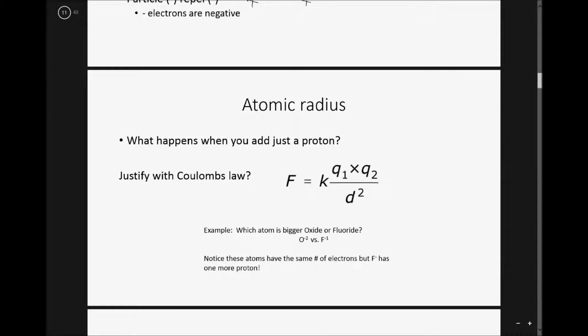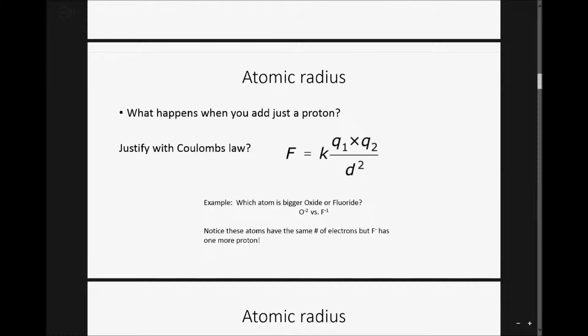Atomic radius. Okay, so what happens if you add a proton? Again, using justification here, we have protons and electrons. Adding a proton, the numerator will just cause this to increase. Increasing positive charge increases the force of attraction. Here are some examples. Which atom is bigger here? Of course, increasing the force of attraction would cause the electrons to be pulled in towards the center of the atom. So keep that in mind.